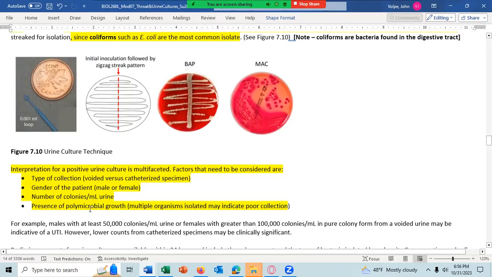And then the presence of polymicrobial growth. If there are multiple organisms isolated, it may indicate poor collection technique. On the other hand, if there are one or a few species isolated, then that probably was good collection technique. Usually you will have several species from the clean catch midstream, but the catheterization would have one or only two.